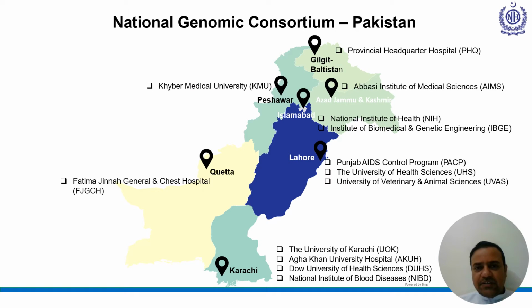So we have a National Genomic Consortium of SARS-CoV-2. It includes 13 different institutes. It has representation from both public and private sector. We have National Institute of Health leading this consortium. Then there are public health labs in the provinces that are part of this consortium. And then we also have academia that are involved in this consortium. So it's a network of 13 different institutes, and this has very actively participated in genomic surveillance of SARS-CoV-2 during the pandemic.